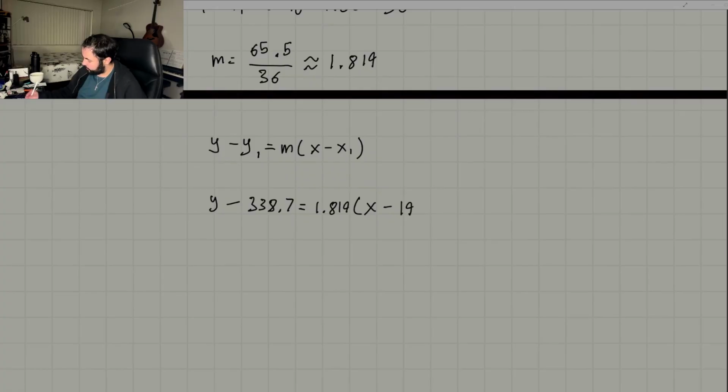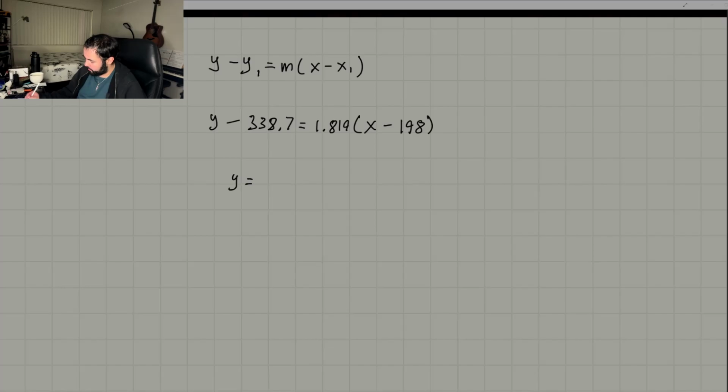X minus 1980. We add 338.7 to both sides. So this stays the same.